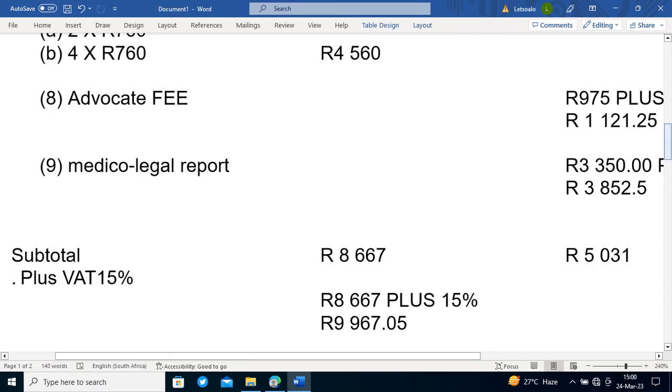Plus VAT, 15% VAT. On this VAT, as I have explained, if you buy from different stores, each store is going to charge you 15%, but if you buy from the same store, they're going to charge you once. So under the expenses, they went to the hospital, they were charged tax. They went to the post office, they were charged tax. They went to the advocate, they were charged tax. So they were charged tax 3 times, because they have to do those things outside.